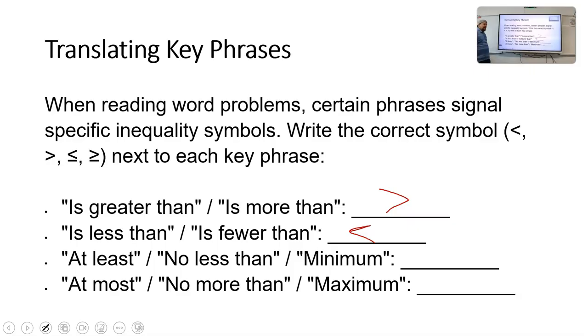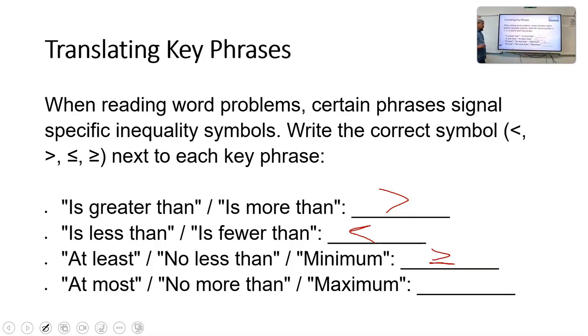At least, no less than, or a minimum. So for example, let's say I ate at least 3 donuts. That means that's the least amount, the minimum amount. So I ate 3 or more than that. So I would say greater than or equal to.